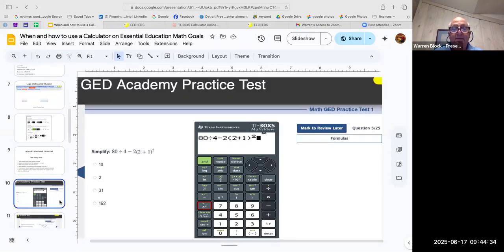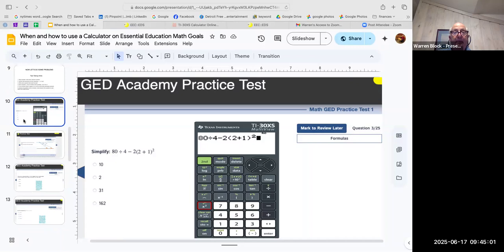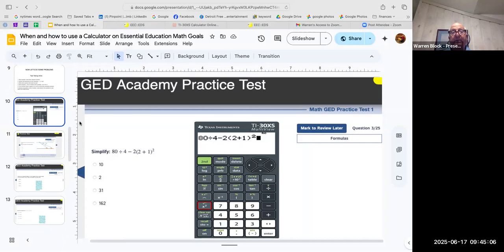Okay, first problem. This is on the GED test, and we're going to go through about 6 of these from test 1 and a few from the other. So this is question 3 on GED practice test 1. Question 13, okay, 3.